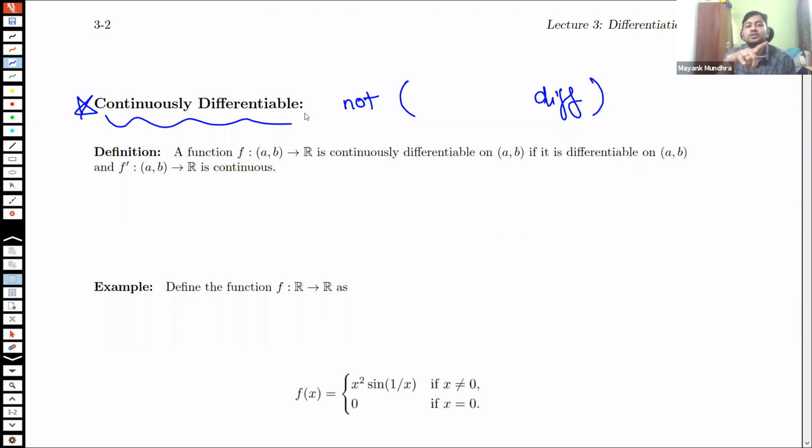So let's look at this definition of continuously differentiable. The reason you need to know this is that this definition comes up a lot in past year papers. So what is a continuously differentiable function? A function f is continuously differentiable if it is differentiable and f prime is continuous. Okay, so f prime should be continuous.